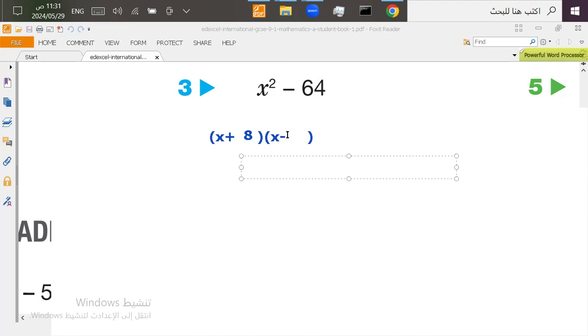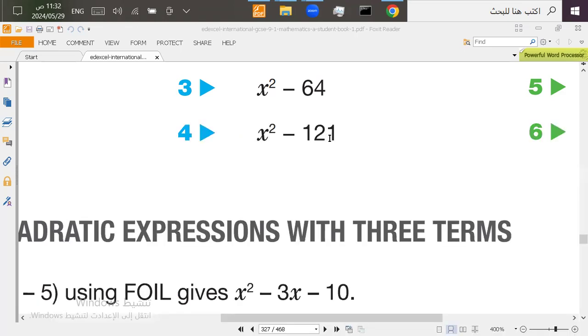So having 8 times 8, yes. Having an expression like this, it means double brackets, x, different signs, same number. When you multiply, you get 64, which is 8, 8. Same idea with this one. So 121, you need two numbers. When you multiply them, you get 121. And the answer is 11 because 11 times 11 is 121. So x plus 11, x minus 11 is the answer inside brackets.